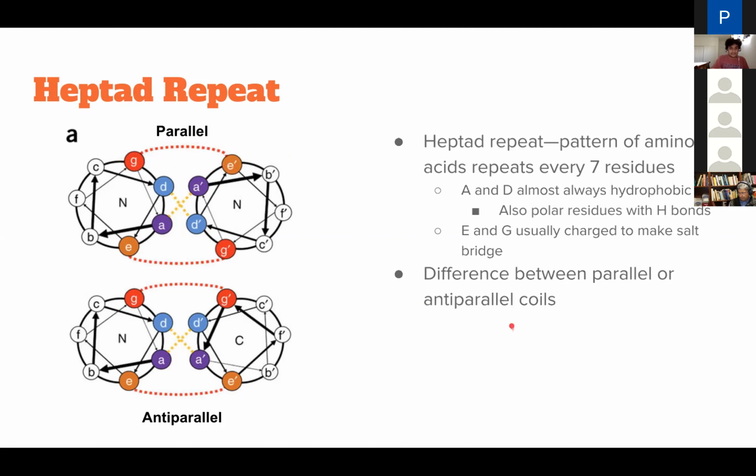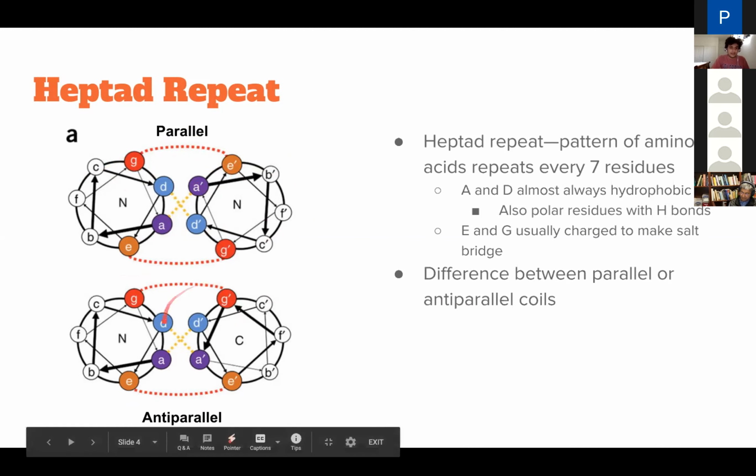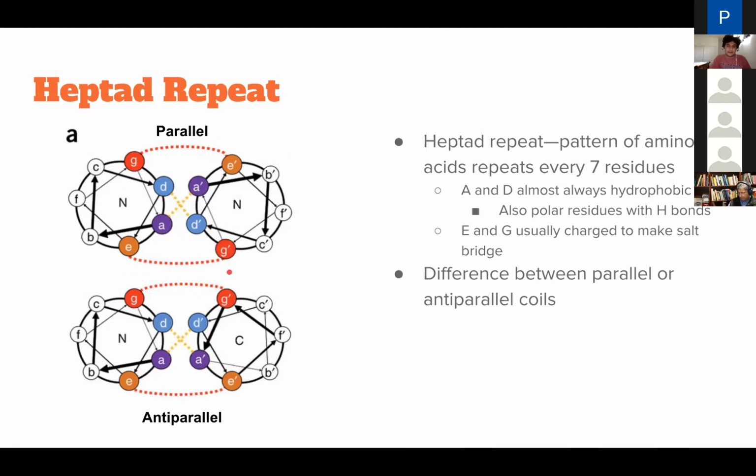So there is a difference, as you can tell, between the parallel coiled coil at the top and the anti-parallel. Note the differences when you study this. So in the anti-parallel, A interacts with D, and then G, G, E, E. Parallel is different: A and A, D, D, and then G, E. And that's important to note because those ion pairs at the G and E positions can decide whether this coiled coil is parallel or anti-parallel.